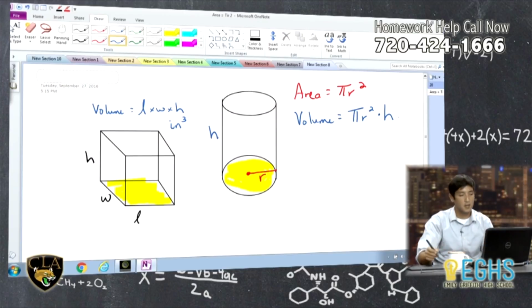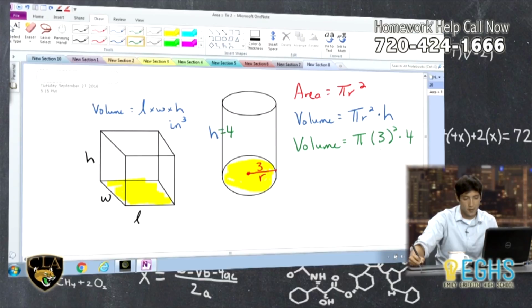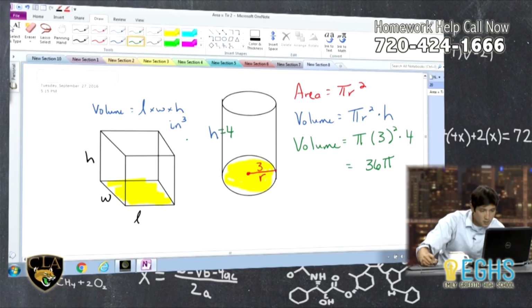If I wanted to find the volume of a very specific cylinder, I would need to know the radius. So let's say the radius was 3. And I would also need to know the height. I'm just making up some numbers here, maybe a height of 4. All you're going to do is plug this into the equation. Volume equals pi times my radius of 3, so 3 squared, times a height of 4. Then I simplify that and get 9 times 4, which is 36, or 36 pi. This would be your most specific answer, and if this were in inches, this would be inches cubed.